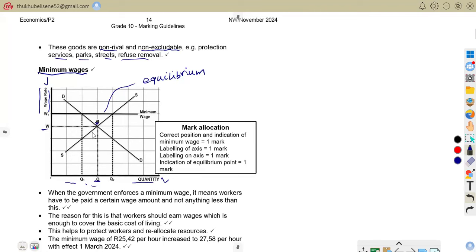The minimum wage line is set above the equilibrium wage. As you can see, this is our minimum wage line. It's set above the equilibrium wage at the higher level. So the minimum wage line, as we have said, is set above the equilibrium wage.